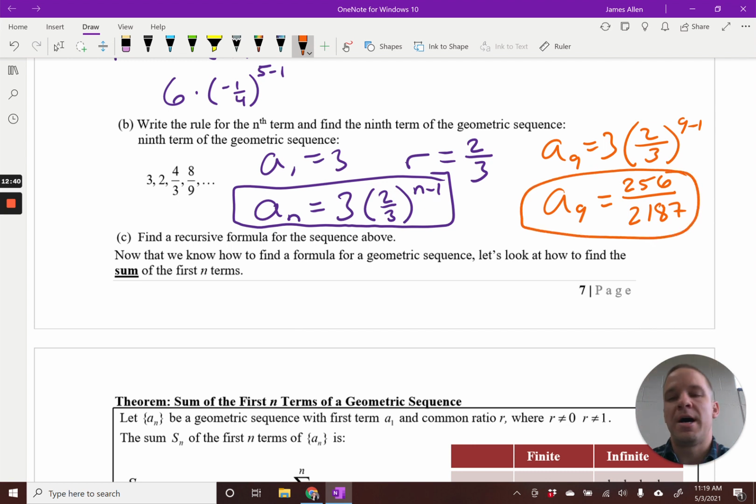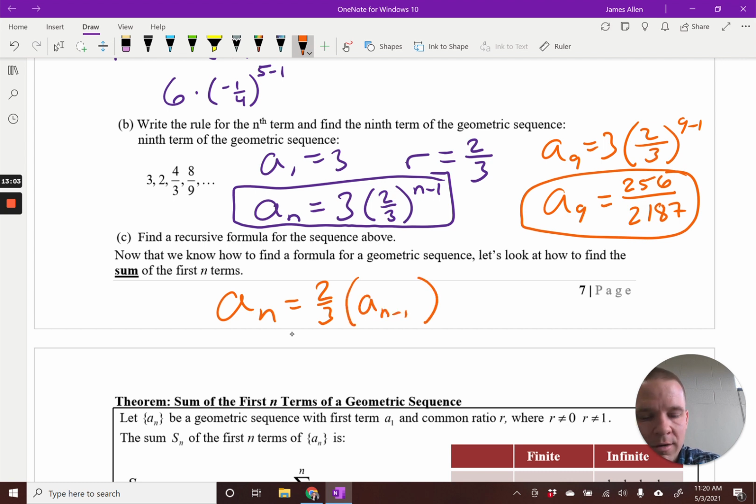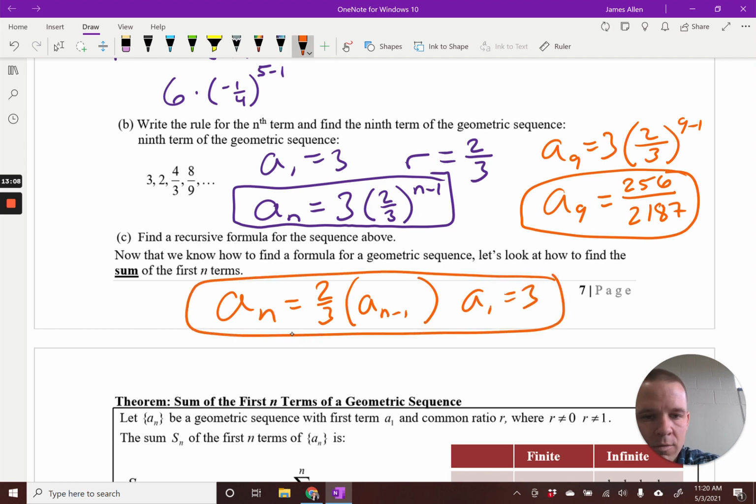All right. Awesome. Fantastic. So we could also write a recursive formula for this one, can't we? What are we doing each time? I'm just multiplying my previous term by 2/3, right? So I'd have a sub n is equal to 2/3 times a sub n minus 1, where a sub 1 is equal to 3. That would be my recursive formula. Okay? Dope. You don't necessarily have to have these parentheses here. I kind of like it, but you don't have to have it.